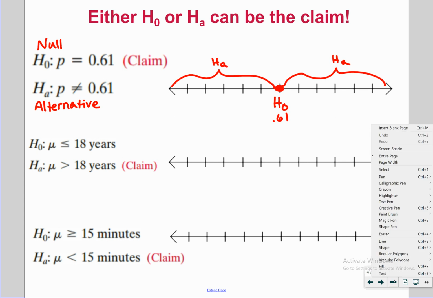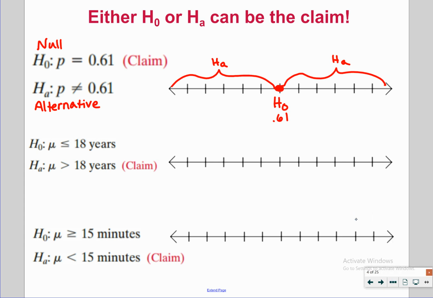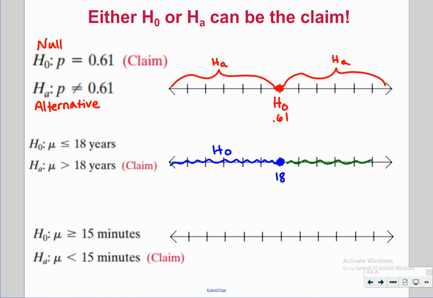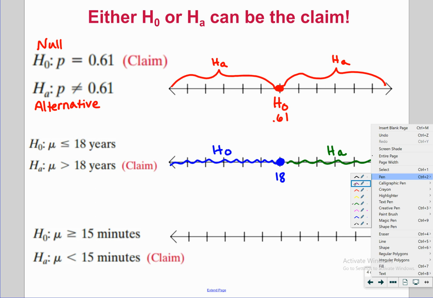The one in the middle is when my null is less than or equal to, and this is about 18 years being a mean of something, okay? So if I wanted to graph that, close circle at 18, and then everything below that would be my null hypothesis, and then everything above it would be my alternative hypothesis. Okay, so notice that in both cases so far, we're covering the whole number line. Total is equal to 1 if we're talking about probabilities or areas.